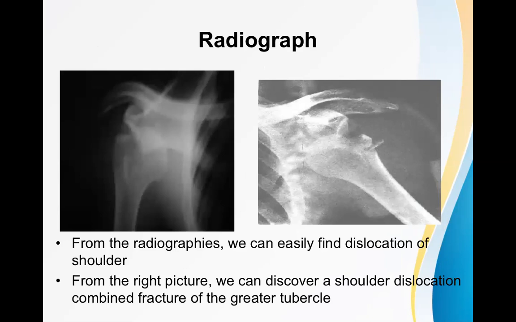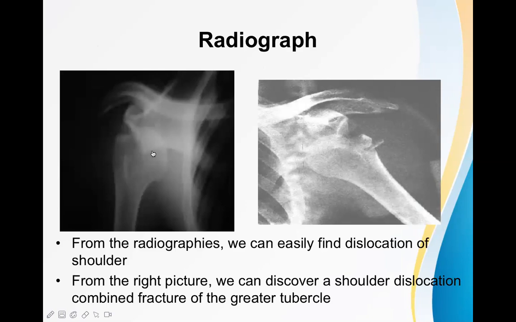The investigation we like to do in this case is definitely X-ray, the plain X-ray in different views. The two important views are AP view and the lateral view. But different types of views can be taken. It depends on which type of dislocation you are suspecting. Something known as the Neer view is there. So all other types are there.